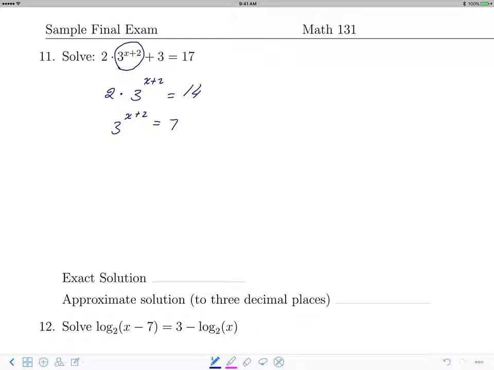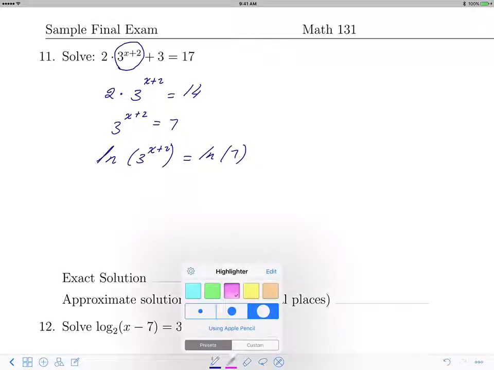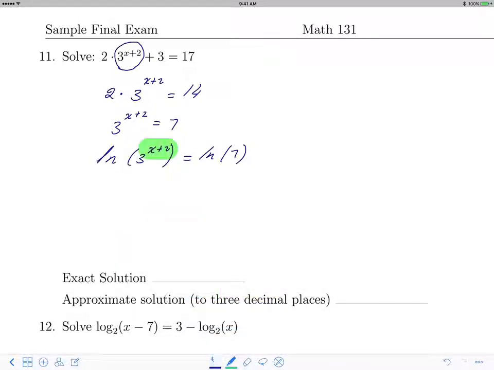Now we can't write 7 as an exponent of 3 easily, so we're going to take the logarithm of both sides. I'll use the natural log. So ln of the left side equals ln of the right side. Now for the left side, we're going to use the power rule to bring down this exponent as a factor. So we get x plus 2 times ln 3 equals ln 7.